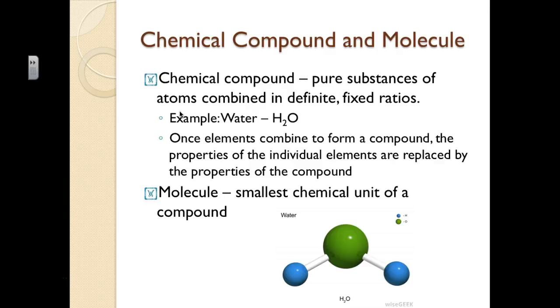For example, water. The smallest molecule of water has 2 hydrogens combined with 1 oxygen. But you can have a whole gallon of water, which is a whole lot of water. And that's it. That's all there is to know about chemical compounds and molecules.